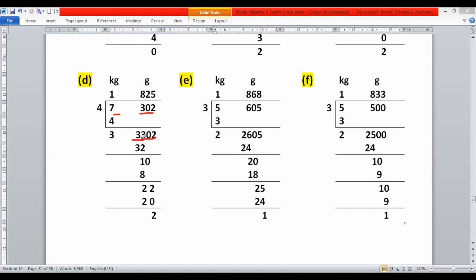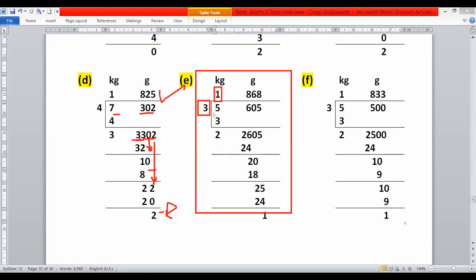Now divide 33 by 4. 4 eights are 32, 3 minus 2, 1, shift 0, 4 twos are 8, 10 minus 8, 2, and shift the last digit, 2. You will get 22. Divide 22 by 4, 4 fives are 20, and 22 minus 20 is equal to 2. Dear students, in this way you can solve this part.